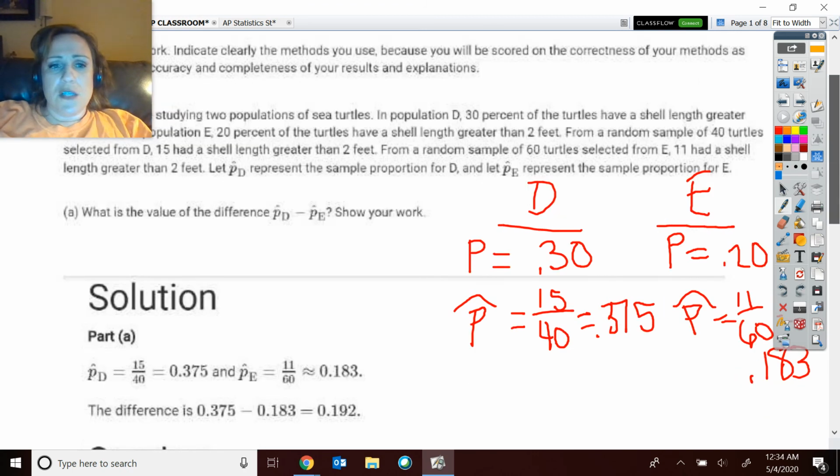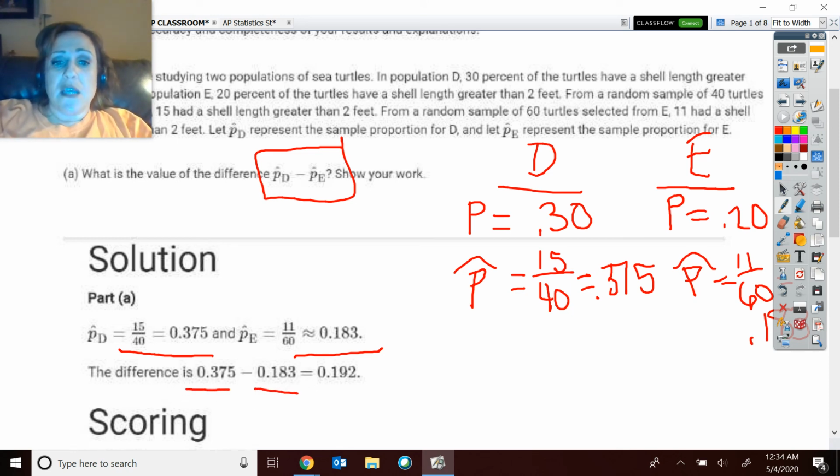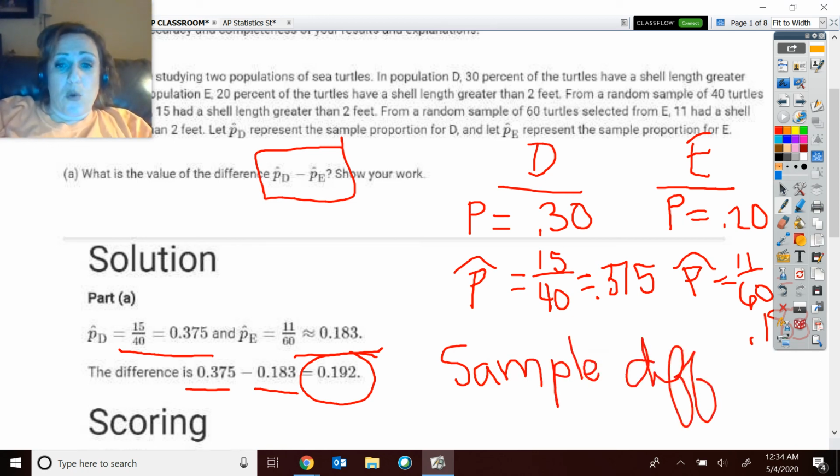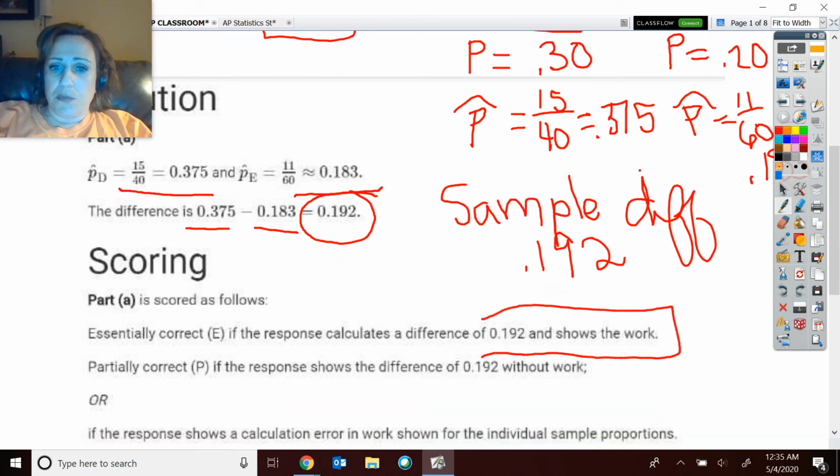Okay. So this question first asks about the difference in those P hats. See, it's asking about the difference in the sample results. So that's why we use the 0.375 and the 0.183. So the sample difference, keep in mind, is 0.192. All right. Now, scoring: you calculated the response correctly and you showed your work. Pretty straightforward. Showing your work, showing how you got these numbers.